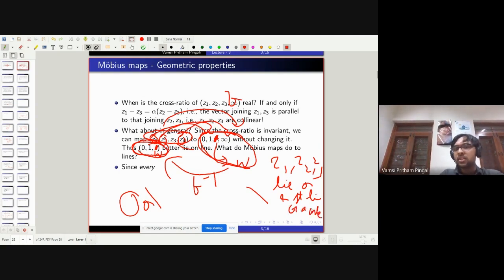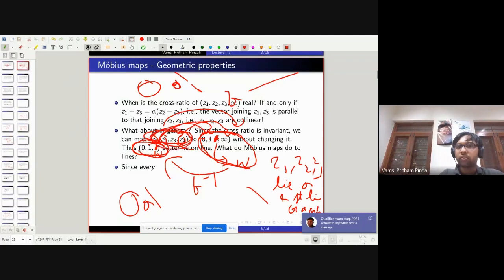And the same is true with any permutation. If you take Z2, Z3, Z4, you could have applied the same argument, and so on and so forth. I leave it to you to think about it, but I claim that this much is enough to guarantee that the points lie on a straight line or a circle. In fact, 0, 1, W and infinity all lie on one single straight line, and that straight line goes to a straight line or a circle.